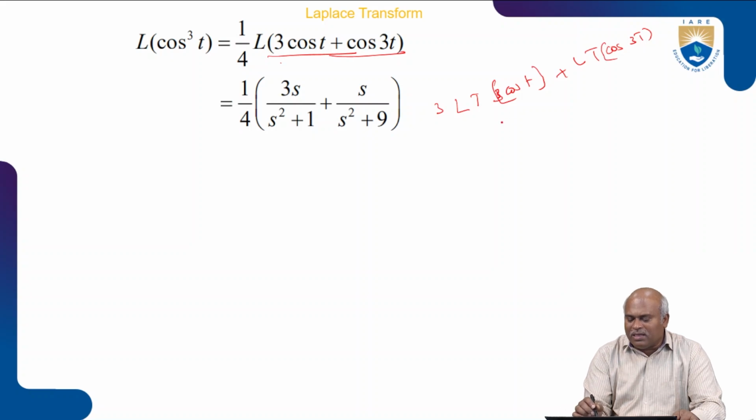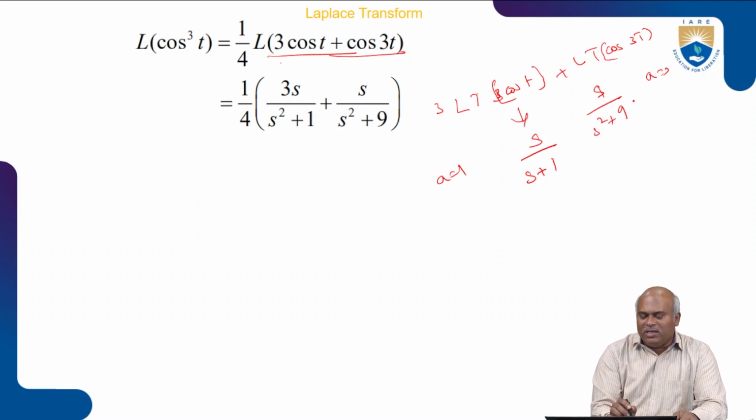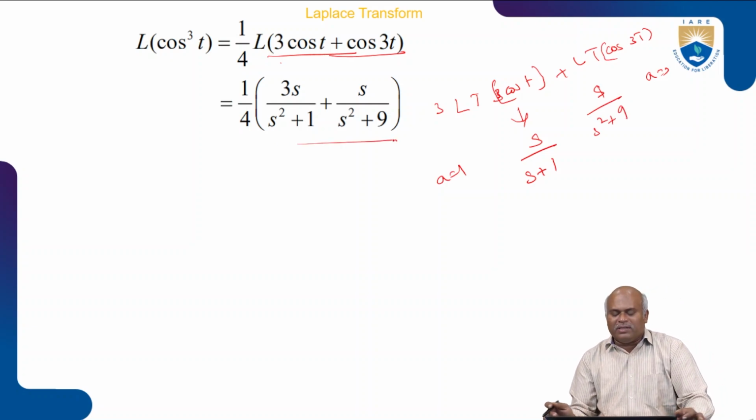Okay, cos t is represented here as s divided by s square plus 1, here a is equal to 1. Okay, here a equal to 3. So this term will be represented as 3 s divided by s square plus a square, that is 3 square, 9. You should substitute here. Then if possible you can simplify.